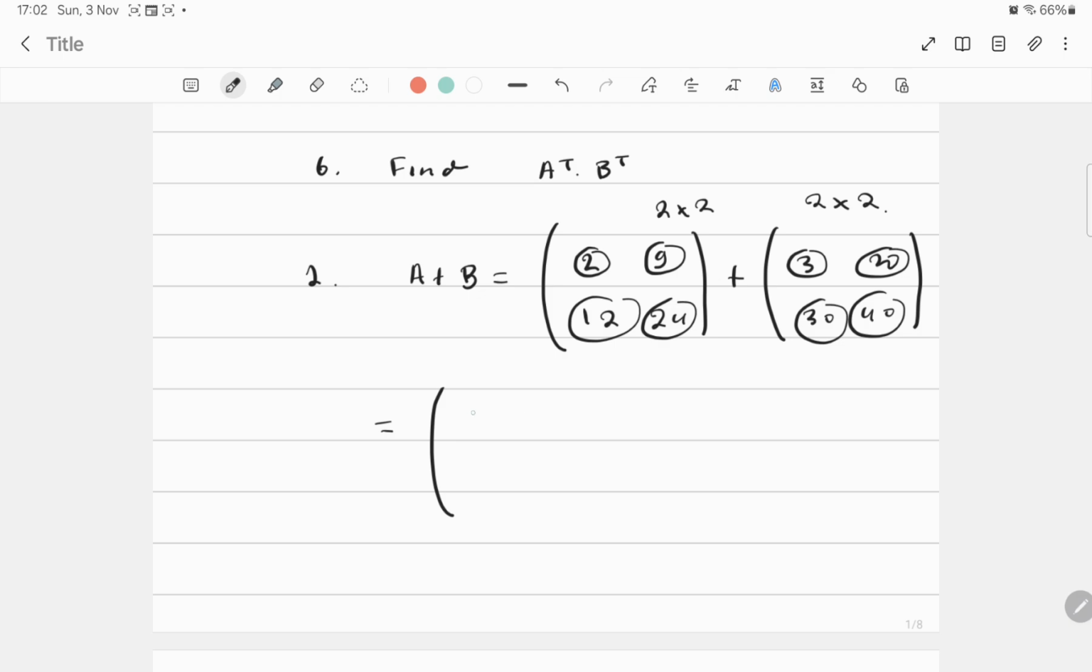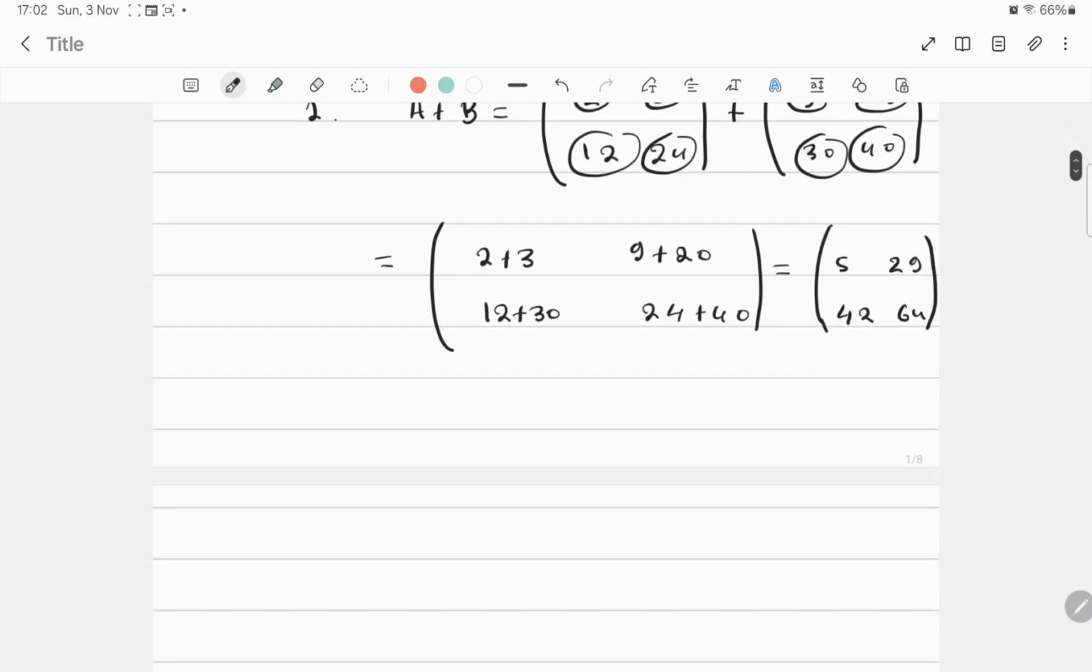Element-wise addition means that in the first row, first column, we have 2 plus 3. Here we have 9 plus 20, 12 plus 30, 24 plus 40. Okay, here the first element is 5, 29, 42 and 64. That's the A plus B.